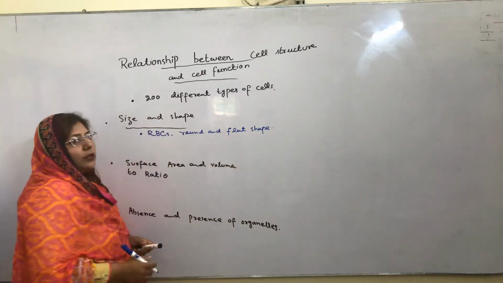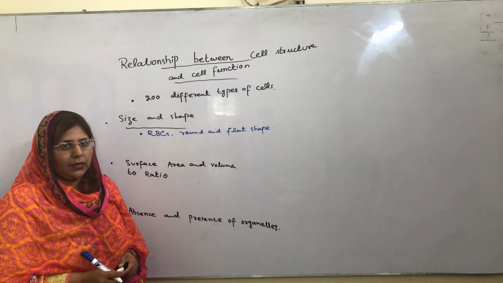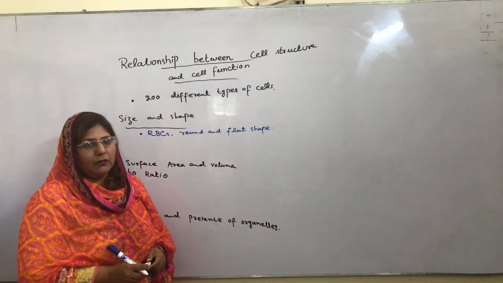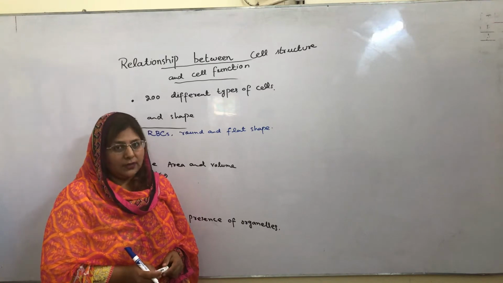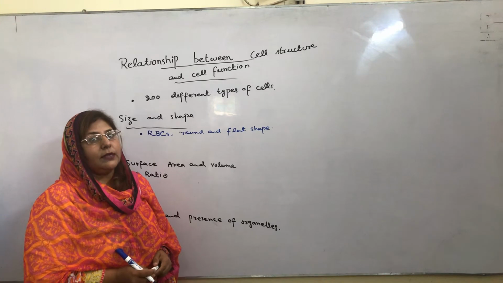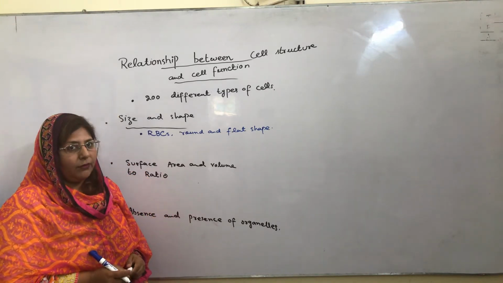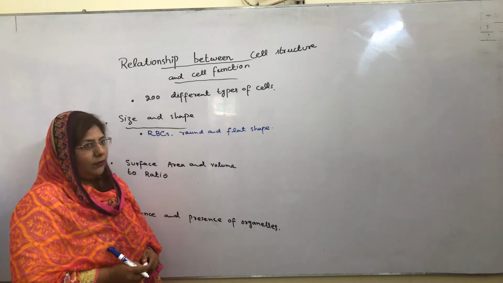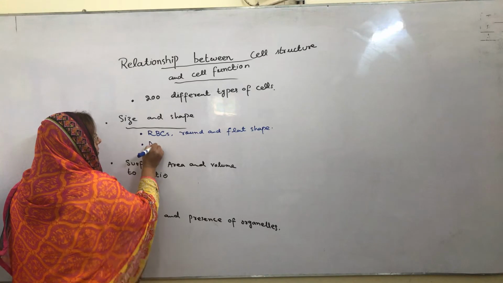and their important role is that they are mostly present in our blood, and they carry a chemical called hemoglobin, and hemoglobin carries oxygen. When these red blood cells mix with blood and go to each and every part of our body, they give oxygen to our body. Secondly, we can take the example of nerve cells.